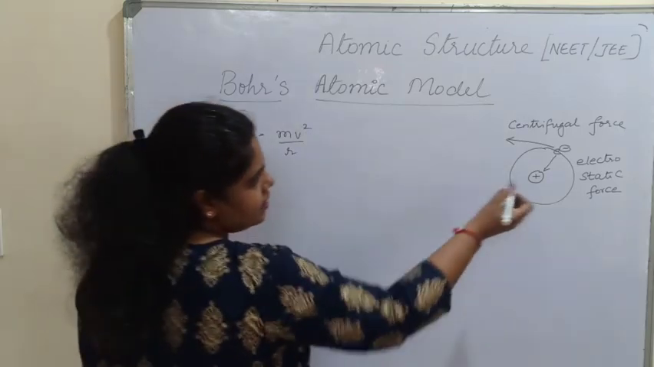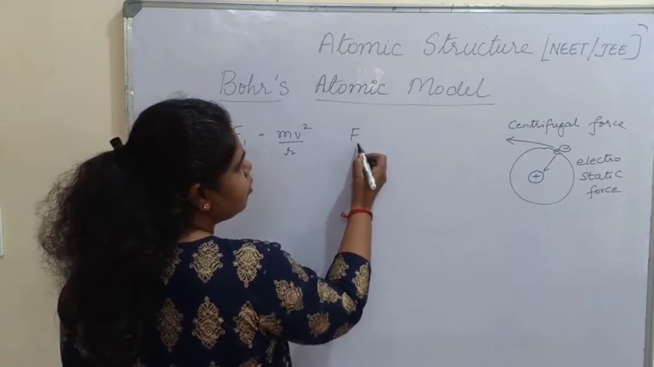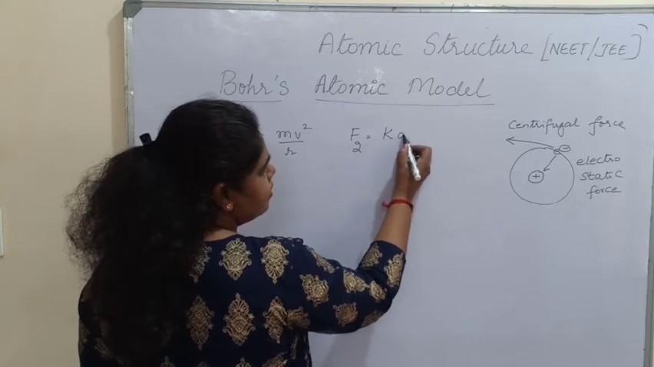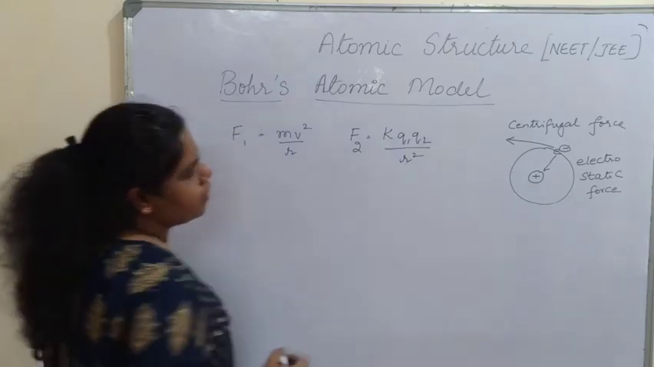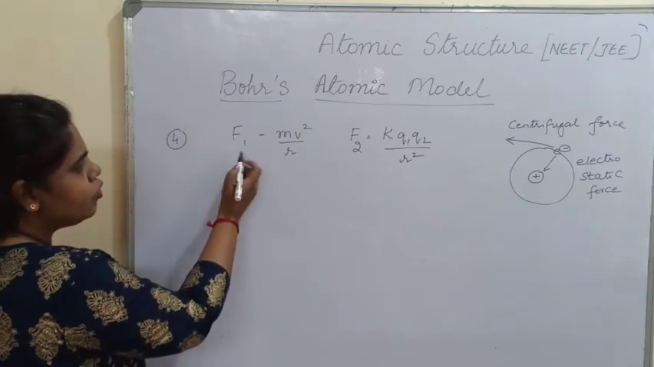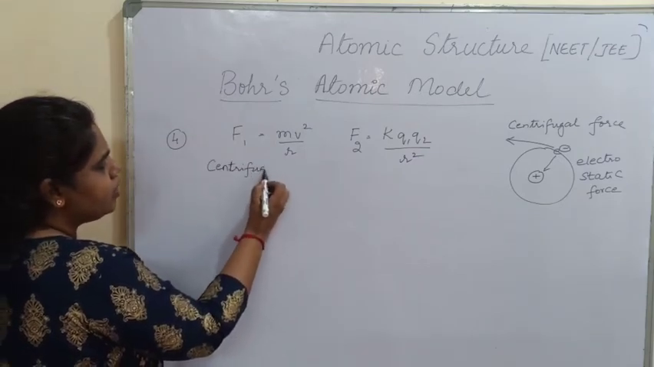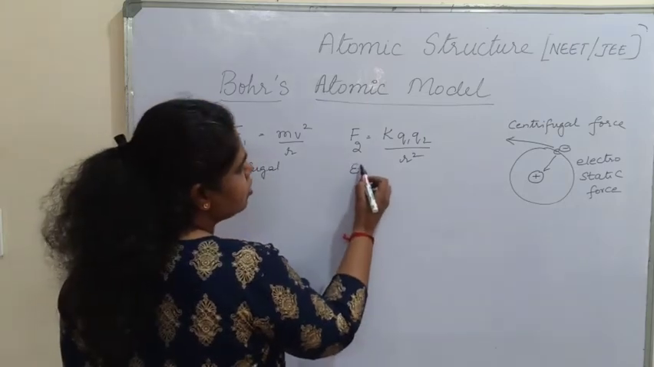And electrostatic force of attraction is given by F2 is equal to K Q1 Q2 divided by r square. So this is centrifugal force, and this is electrostatic force.